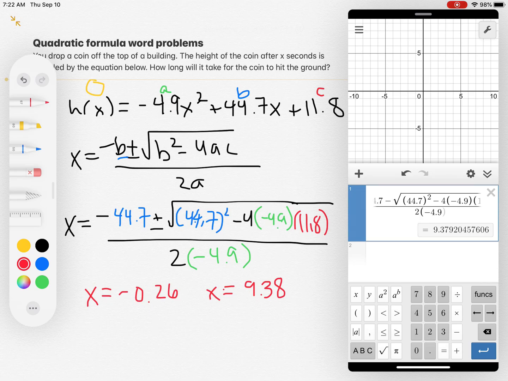Okay, only one of these solutions actually works. The question is asking how long will it take for the coin to hit the ground. By the way, how long is always in seconds for these. Does negative 0.26 seconds make sense? No, that means that the coin has somehow traveled backwards in time. So we are not going to use negative answers for these. You're only going to have one solution. It's going to be the positive solution you get. So the coin is going to take 9.38 seconds to hit the ground. Let's do one more.